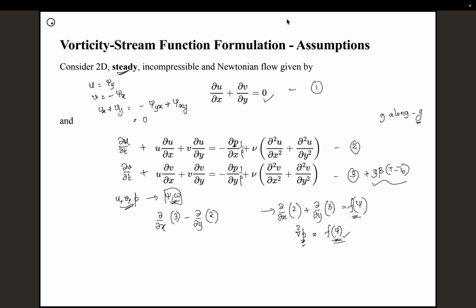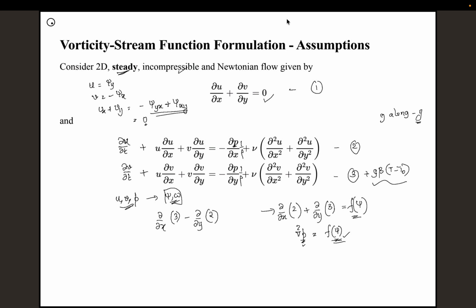So what we are implicitly assuming here is that this particular flow is incompressible, and by that assumption, by using this psi x and psi y, we are able to satisfy this equation by default. So this is implicitly satisfied. That is kind of reducing one equation for us and simplifying the problem.